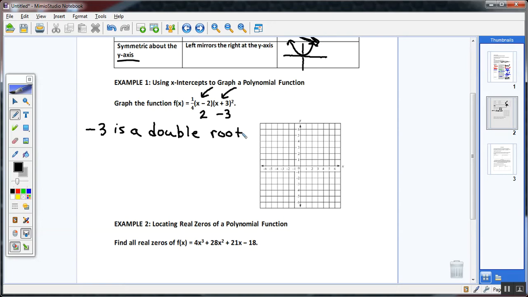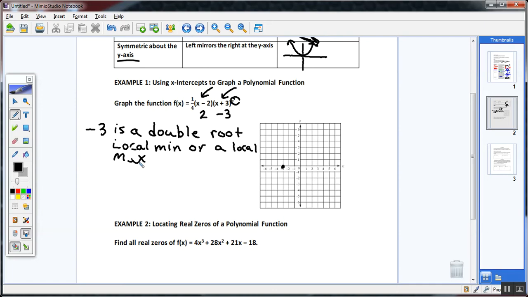What that means, kids, is this. At negative 3, my graph is not going to cross from positive to negative or negative to positive. What ends up happening is this graph is going to come up, touch that point, and then stay on the same side of the x-axis. So this point might either be a local minimum or a local maximum. A double root like this, when I have this power of 2 out here, is either going to be a local minimum or a local maximum.